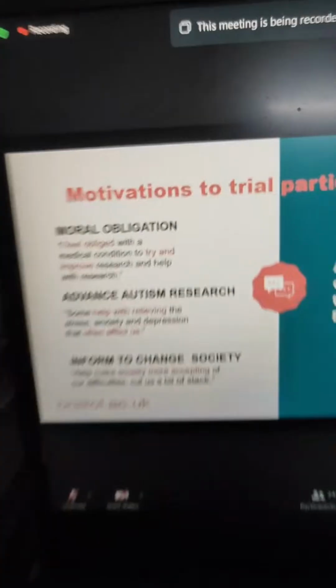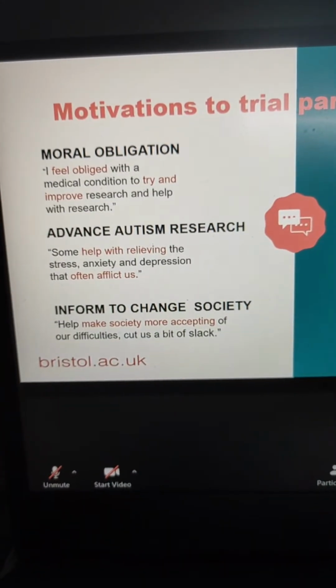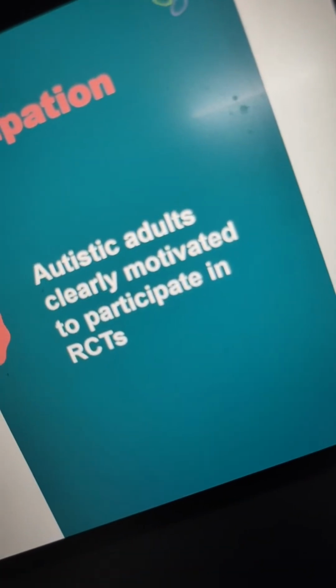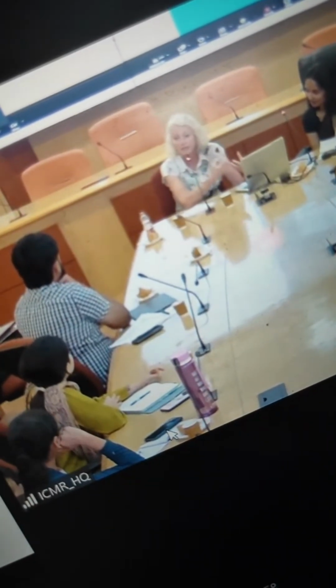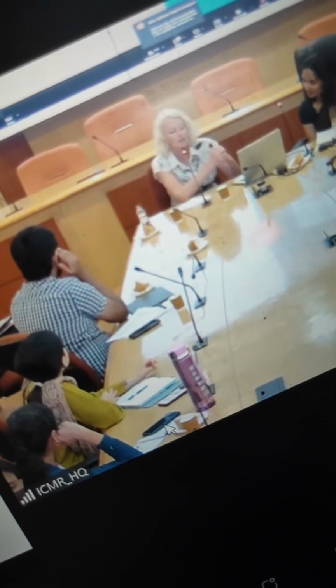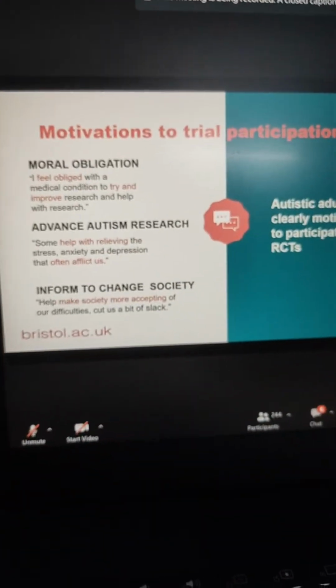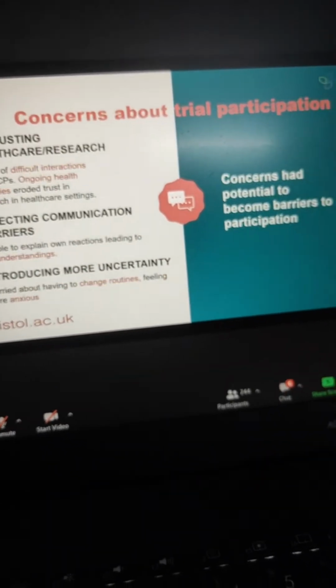And we found people were quite motivated to take part. They actually quite liked the idea of taking part in an RCT. They understood an RCT fairly well. Because they were autistic, they felt they had a moral obligation to take part. They wanted to advance autism research. They wanted to help other people. They wanted to help with the comorbidity that they were experiencing. And they wanted to inform change in society. They wanted to make society more accepting of the difficulties that they themselves were experiencing as well as their fellow autistic population. So clearly motivated to take part in the trial.